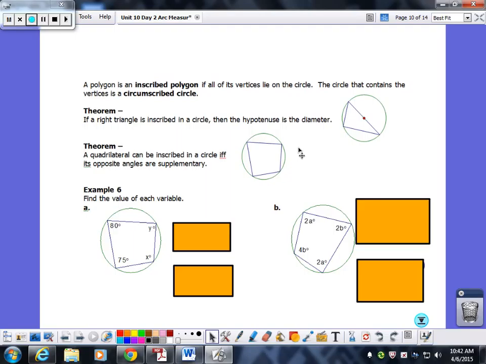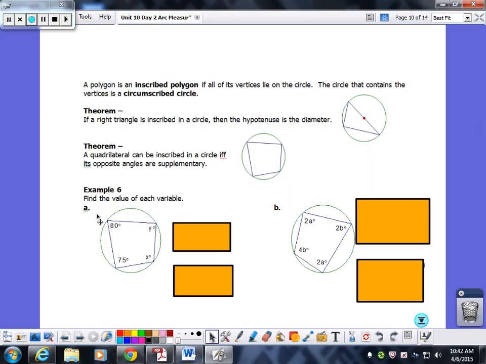A polygon is an inscribed polygon if all of its vertices lie on the circle. The circle that contains the vertices is a circumscribed circle. The theorem is if a right triangle is inscribed in a circle, then the hypotenuse is the diameter. A quadrilateral can be inscribed in a circle if and only if its opposite angles are supplementary.